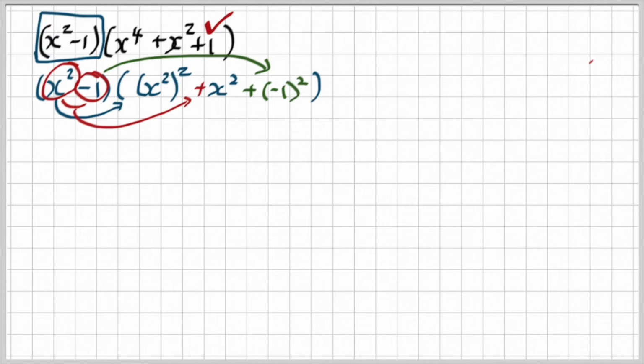But that's exactly the back bracket there. Then we can simply go to the shortcut which says this is x squared to the power of 3 plus -1 to the power of 3. So it is actually a difference in cubes, which gives me x to the 6 minus 1.